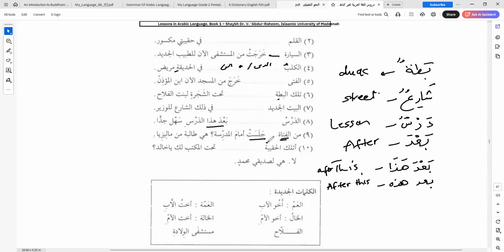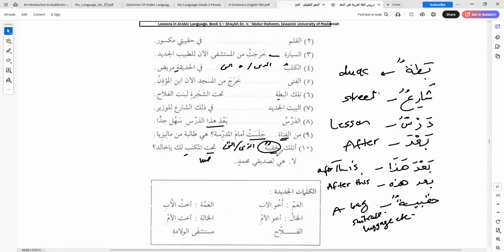تلك الحقيبة. حقيبة is bag, right? A bag. Sometimes it can be a suitcase, if you will, or luggage. So تلك الحقيبة dash تحت المكتب لك يا خالد. So here we want to know if we're going to put الذي or التي because of the حقيبة. Which one are you going to use?